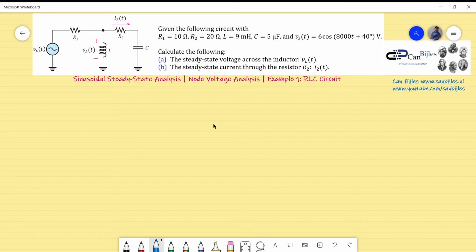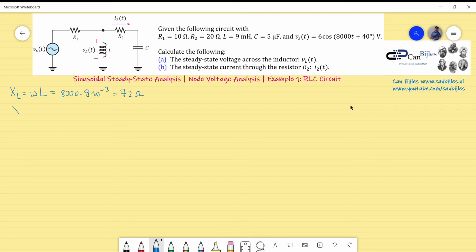So the XL, which is the reactance of the inductor, is omega times L, and omega here is 8,000, which is shown here in the expression for the Vs. So I can have 8,000 times 9 millihenries, which is 9 times 10 to the minus 3, which gives 72 ohms.